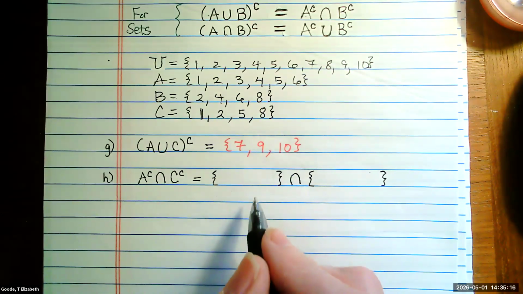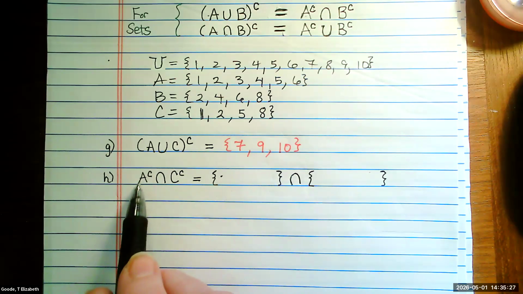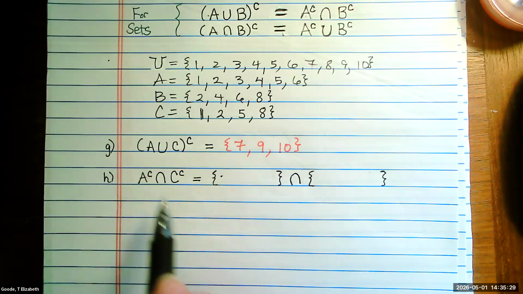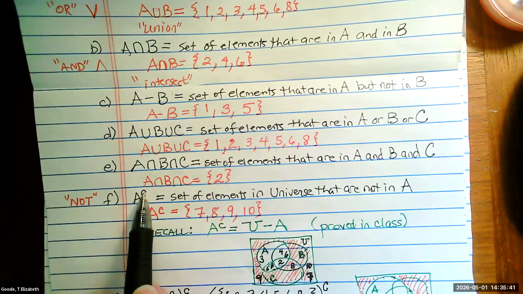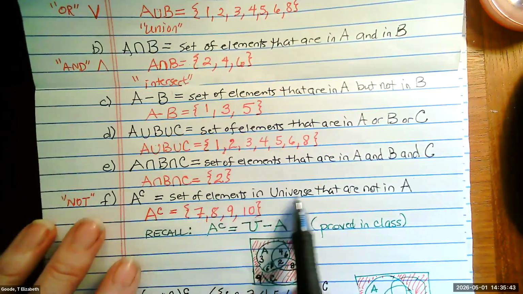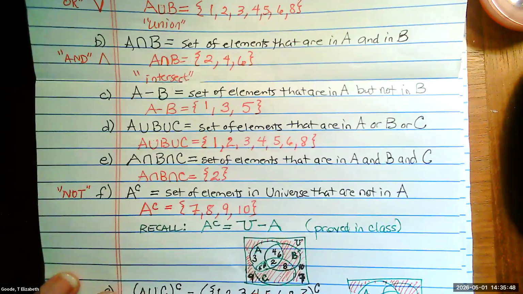Okay, so what's A complement? Can you say in words what A complement is? A complement is the set of elements in the universe that are not in A. So let's just draw a picture.